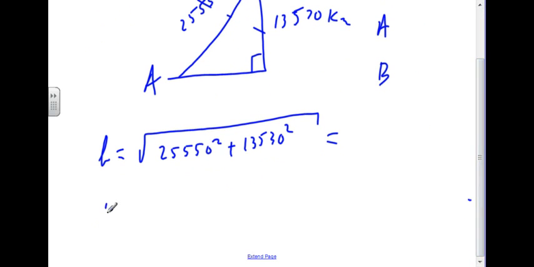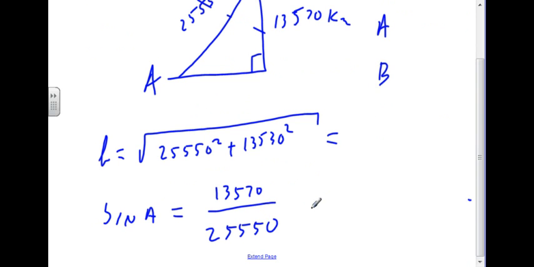Okay, I'm going to use the sine function, the sine of A, 13570 divided by 25550, implying that A is equal to the arc sine of 13570. It's not 70, it's 30. Where did 7 come from? 30 divided by 25550. We'll call it 32 degrees.